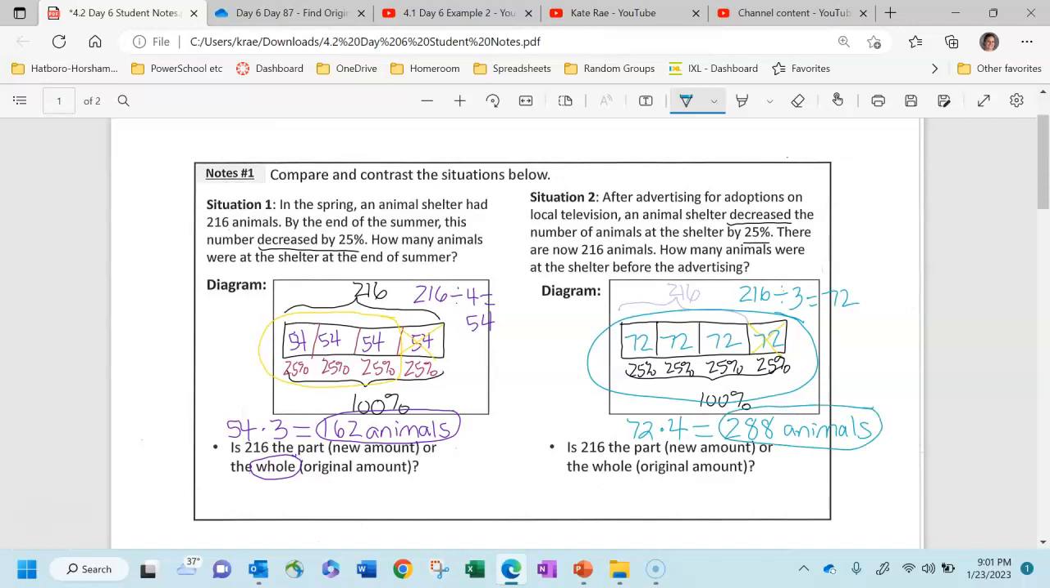Okay, so this time the 216 was the part. It was the new amount, and the whole was what we were trying to find.